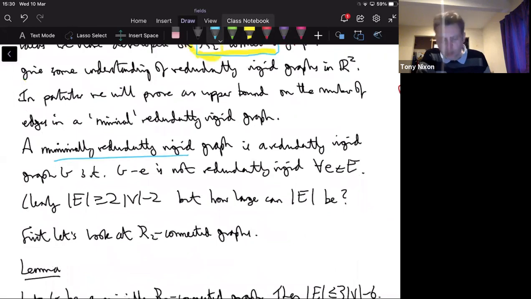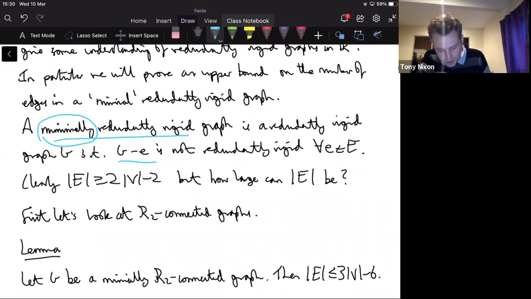Obviously complete graphs are redundantly rigid; you can just keep throwing in edges. So to make sense of this, I need to include the word minimal. A minimal redundantly rigid graph is a redundantly rigid graph such that if you delete any edge, you fail to be redundantly rigid. It's like the minimal rigid graphs, the minimal version of redundantly rigid graphs. We know we have to be redundantly rigid, so we need at least 2v minus 2, but how big can we get?